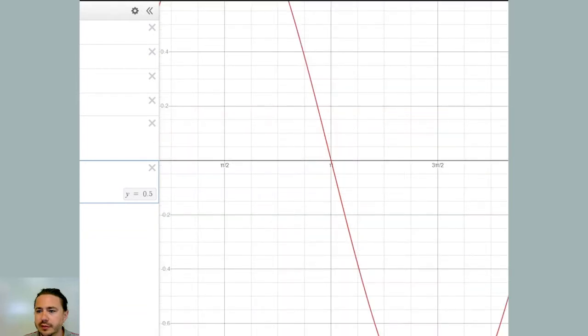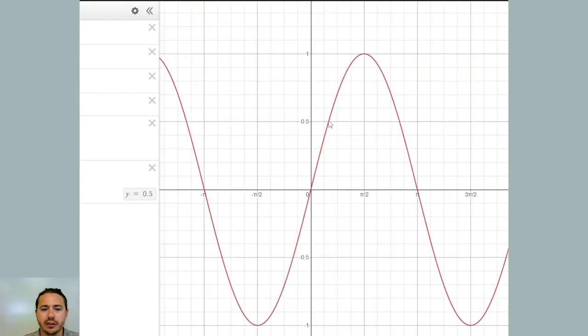That's too much. There we go. So we see that there are going to be two values where the y value is 1/2, and what we saw on the unit circle is that it's pi over 6 and 5 pi over 6. So let me plot those. There you go. This point right here is pi over 6 comma 1/2.